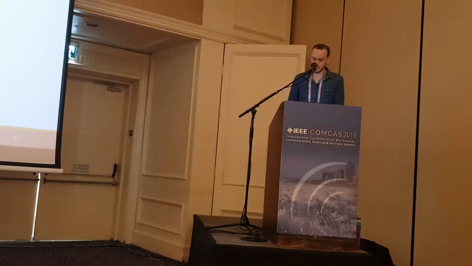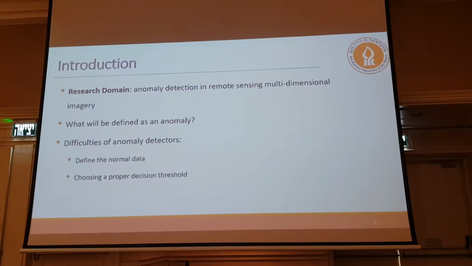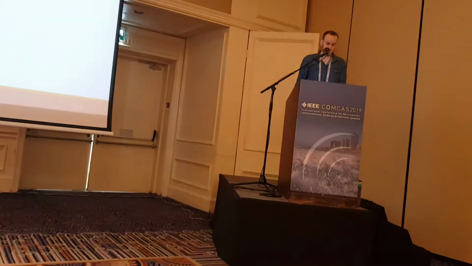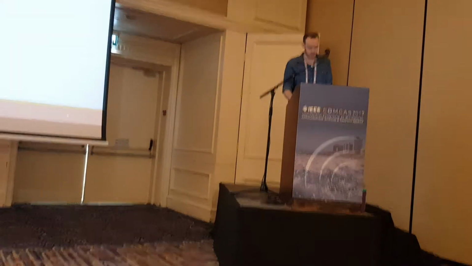Our research is in the field of anomaly detection in remote sensing data, especially multidimensional data. In such data, not just the spatial domain is considered, but also another domain, such as the spectral domain if we are talking about hyperspectral data, or the time domain if we are talking about temporal data. Because we are dealing with anomalies, one may ask what will be defined as an anomaly. Defining an anomaly can be a very complex job. The common assumption is that an anomaly will differ from its surrounding pixels due to its dissimilar signature. It can be a different spectral signature or a different time signature.